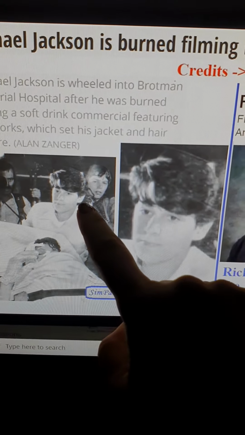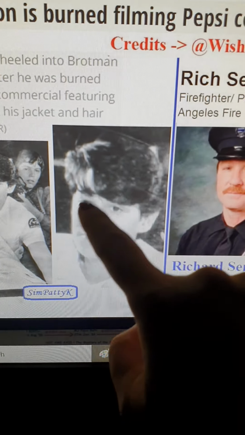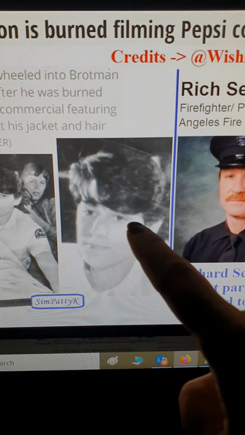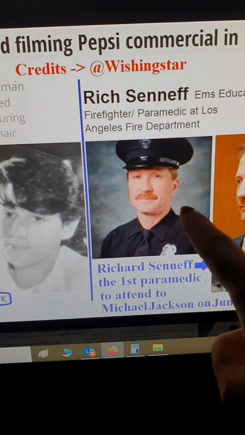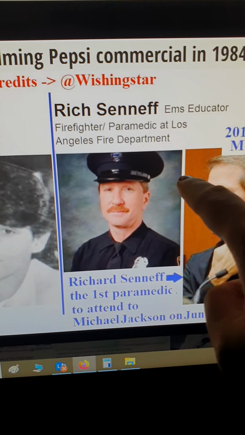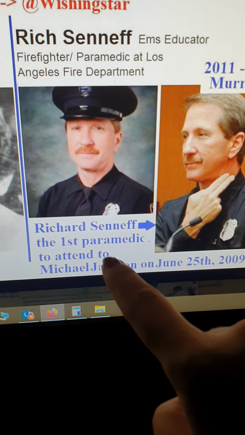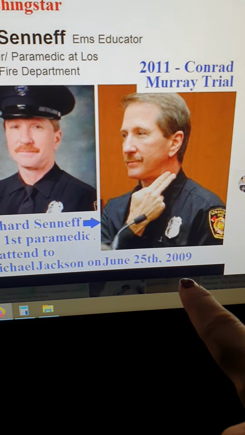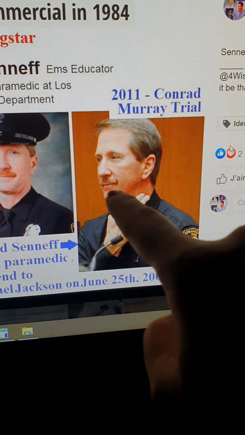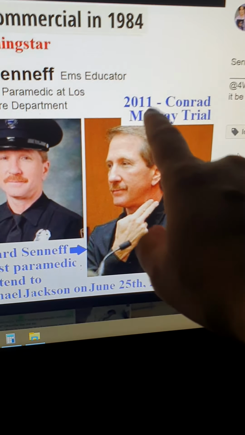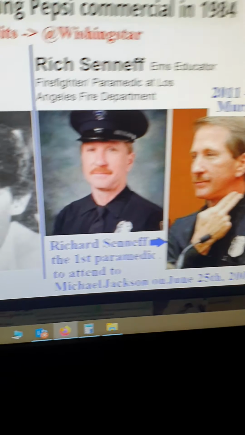Now look at this paramedic here, this young paramedic. If you compare this paramedic with this paramedic here, which is Richard Senneff. Richard Senneff was the first paramedic to attend to Michael Jackson on June 25, 2009. This is taken during the 2011 Conrad Murray trial, Michael's doctor.